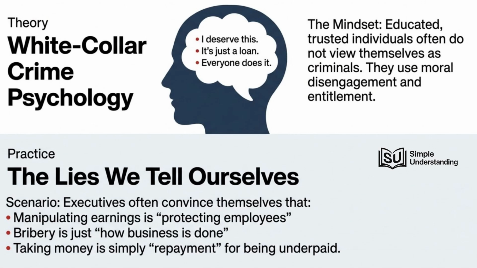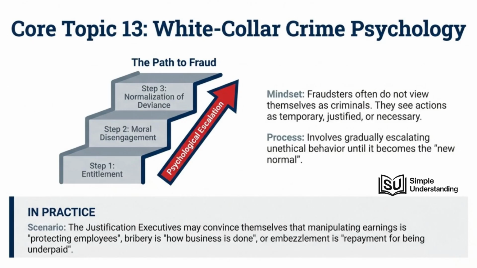13. White-collar crime psychology. White-collar crime psychology examines how educated, trusted individuals rationalize illegal behavior. The exam focuses on understanding entitlement, moral disengagement, gradual escalation, and normalization of deviance. Fraudsters often do not see themselves as criminals. They view their actions as temporary, justified, or necessary.